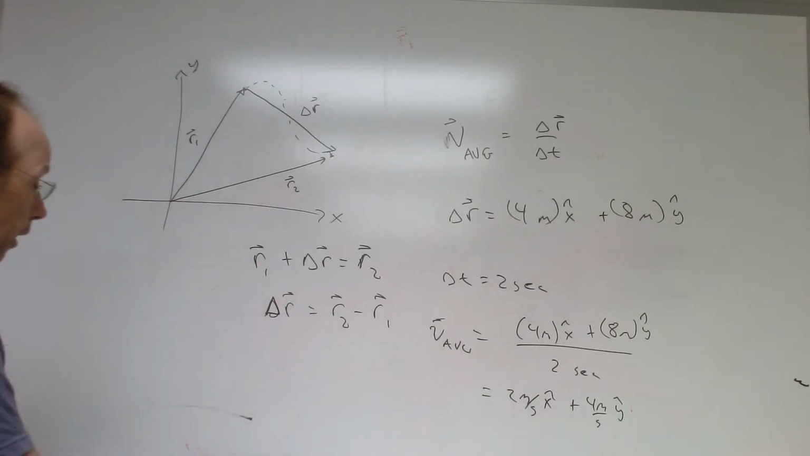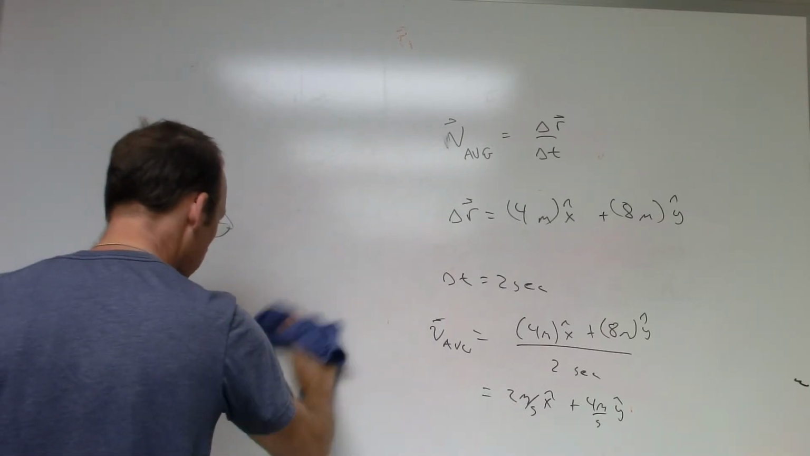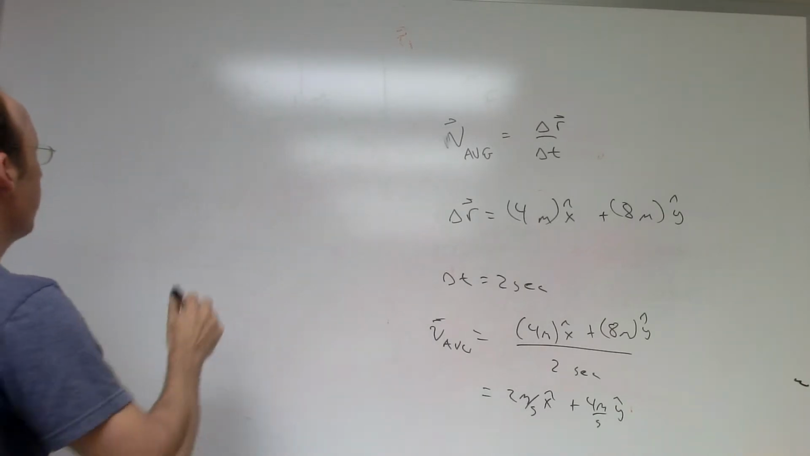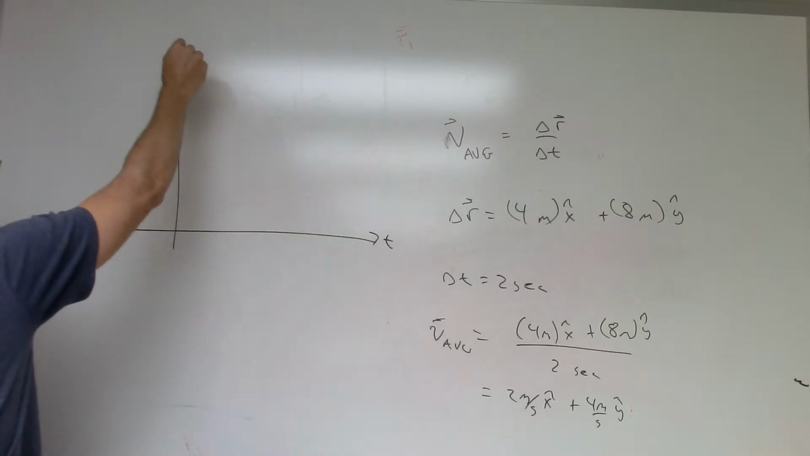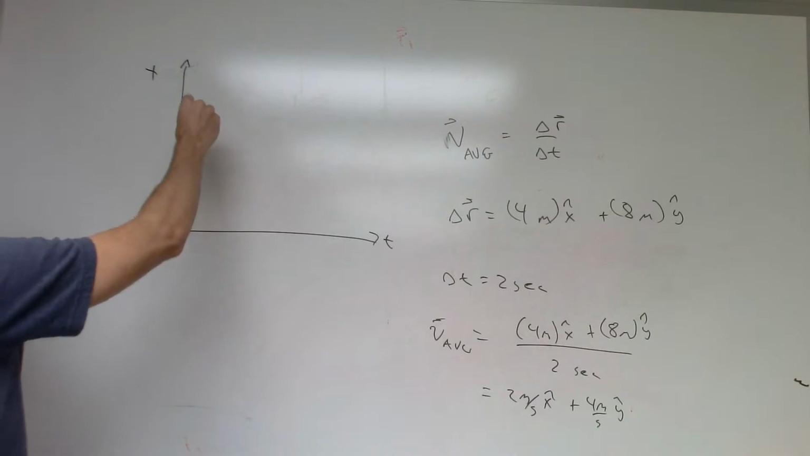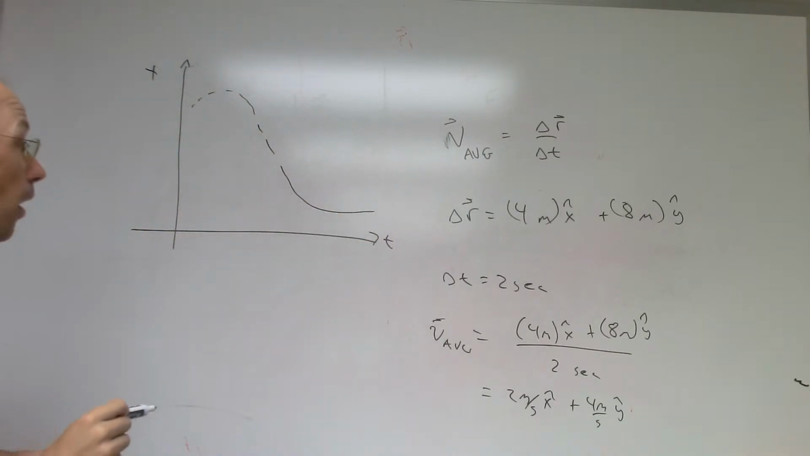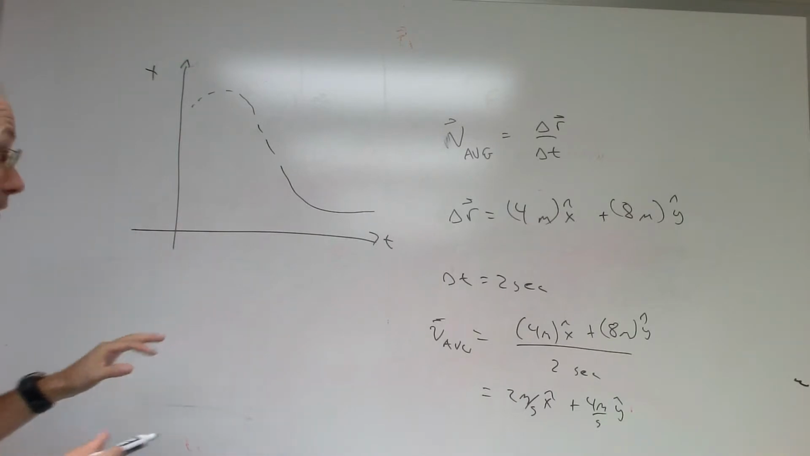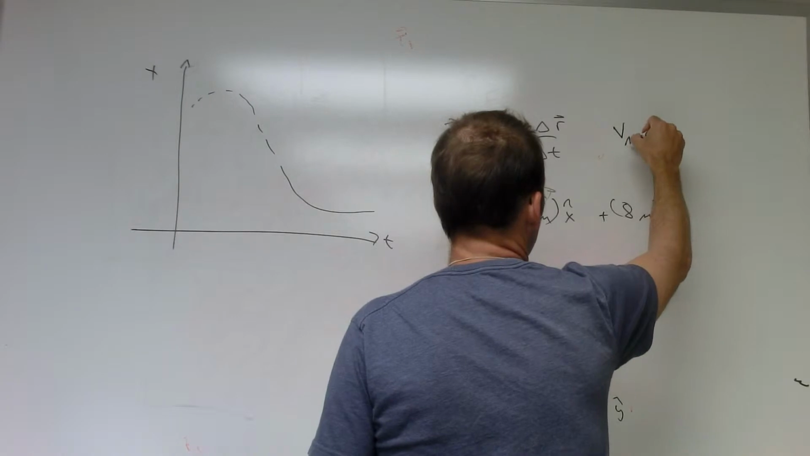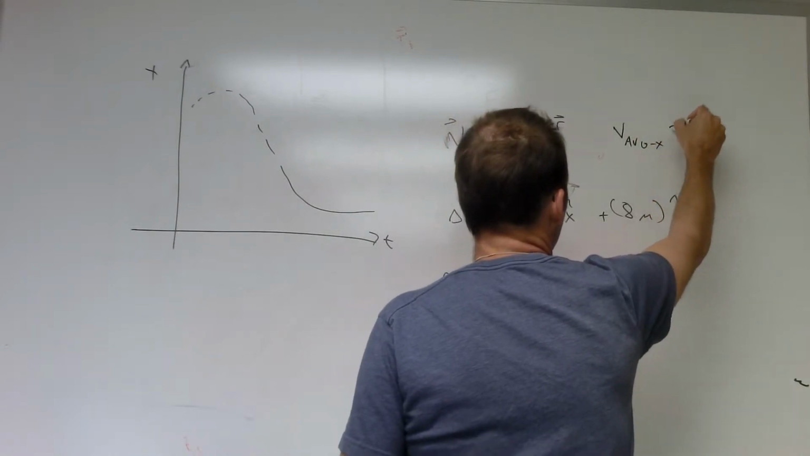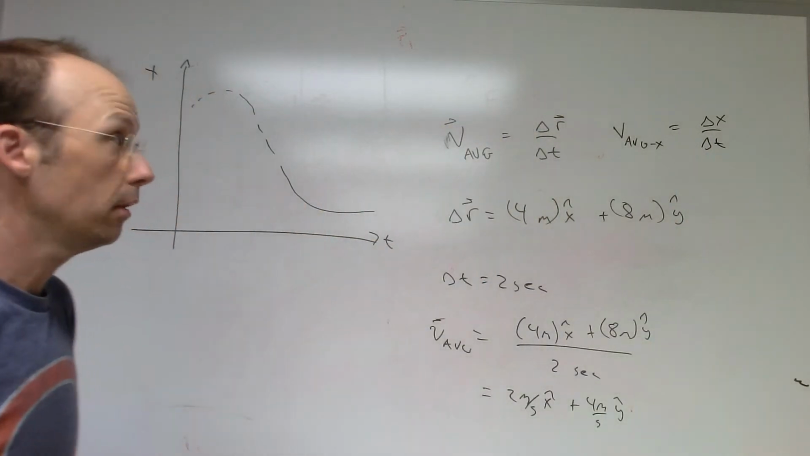Okay. One of the things that you'll see a lot is a graph. If I plot the time and just the x position of some object and say it looks like this, well, how can I find the x velocity? So here, that's the average velocity. The average x velocity would just be delta x over delta t, just the x component.